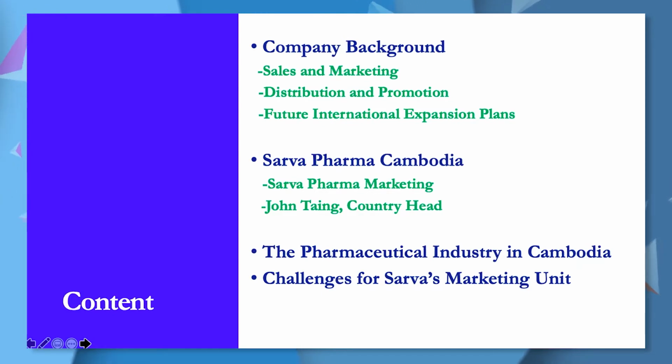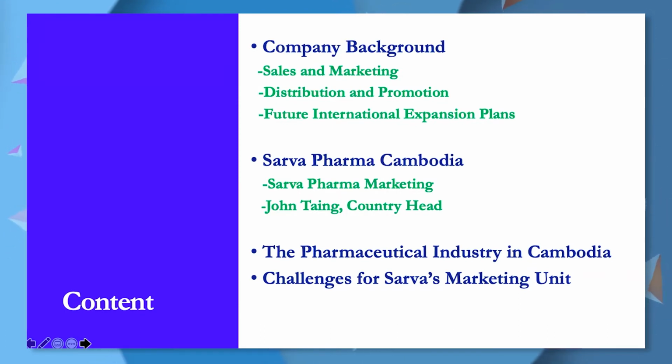What is happening here in Serva Pharma Cambodia? They have some issues in their marketing unit. The company is profitable. They're doing very well otherwise, but Serva Pharma's marketing unit is pulling down the profitability of the whole company, not only the Cambodia market, but the whole company. And then there is a section on John Tyang, who is the country head for Serva Pharma Cambodia. Right? So we have discussed all things in this case about what is happening.